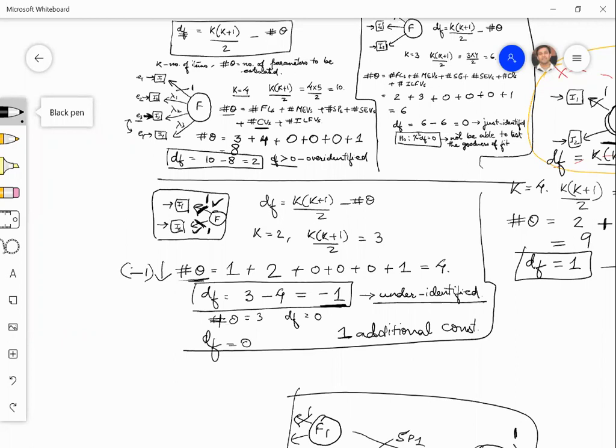If you had a degree of freedom of -2 in your model, then the software will give you an error saying that you need to put 2 additional constraints, so that my degree of freedom can become 0.